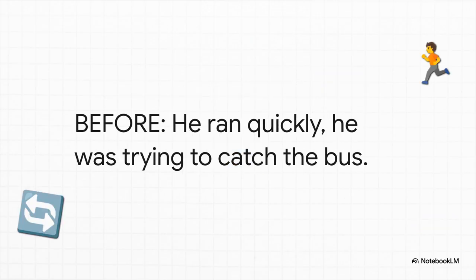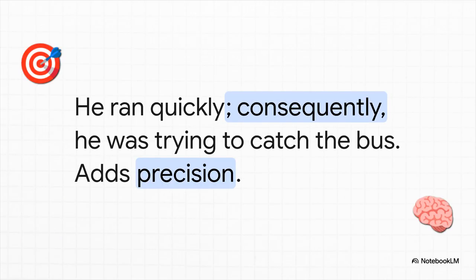All right, back to our guy running for the bus. We've seen a couple of fixes already, but let's try our fourth and most advanced tool to add a little more logical flavor to it. And now for our fourth tool. This one's a bit more advanced. The semicolon plus a special transition word. Now look at the example here. He ran quickly; consequently, he was trying to catch the bus.